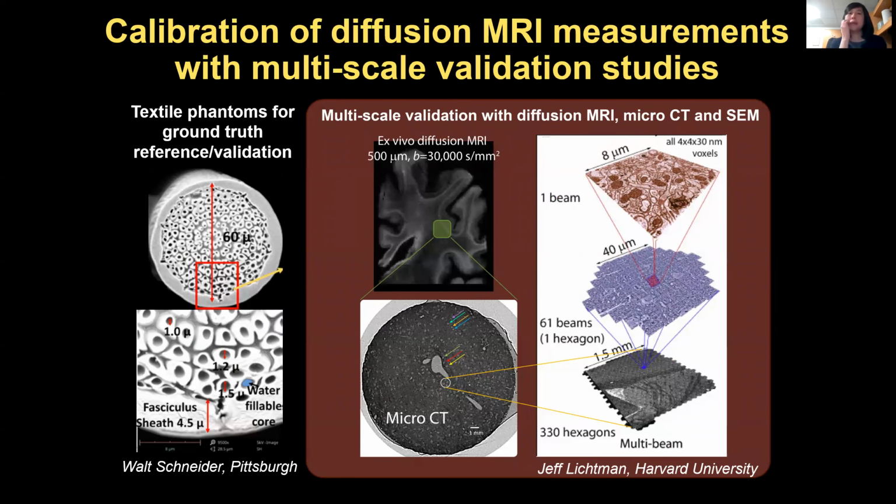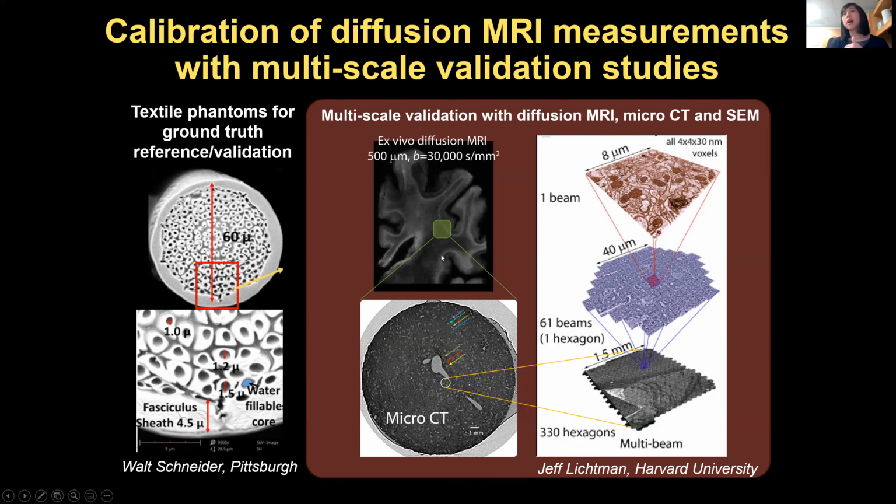And so to try to link up some of our efforts with the in vivo measurements to ex vivo validation, we're embarking on calibration of these diffusion MR measurements with multi-scale validation studies. We have a component of the project focused on ground truth phantoms made out of various textile fibers to serve as references and validation. So if we know the compartment size and we know the configuration of that compartment, we can reliably predict what the diffusion signal will look like there and then compare against our measurements.